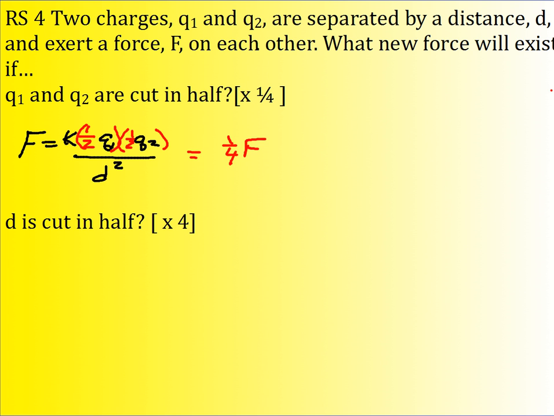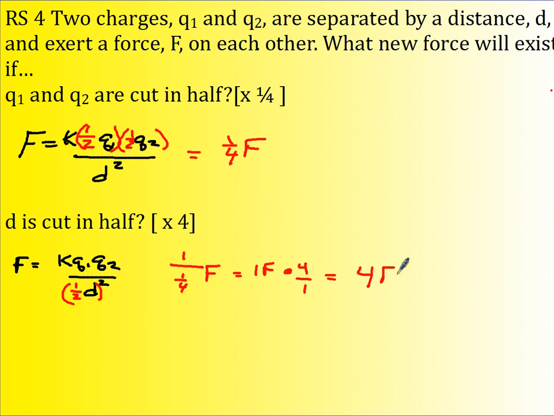What do we do if D is cut in half? Do the exact same thing. F is K, Q1, Q2 divided by D squared. Don't forget your squared. That's kind of important on this one. Now, if D is cut in half, we wind up with 1 divided by 1/2 squared, which is 1/4. Remember how you divide fractions by fractions? You invert and multiply. So 1F, invert the 4 divided by 1 and multiply, so it just becomes 4F.